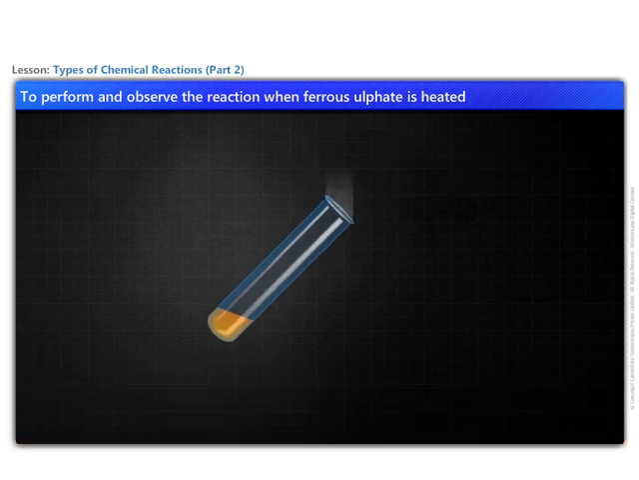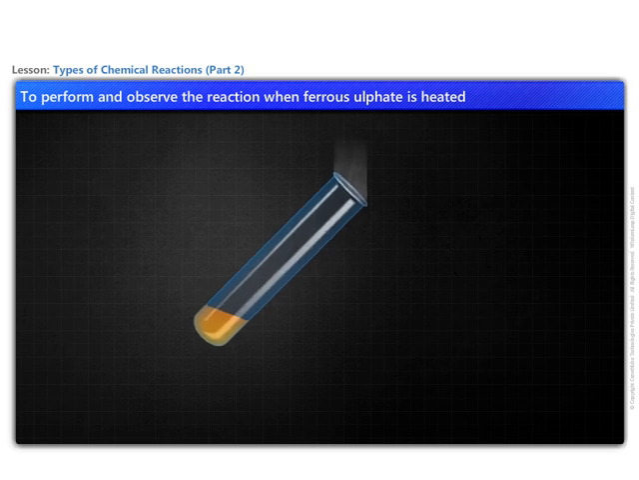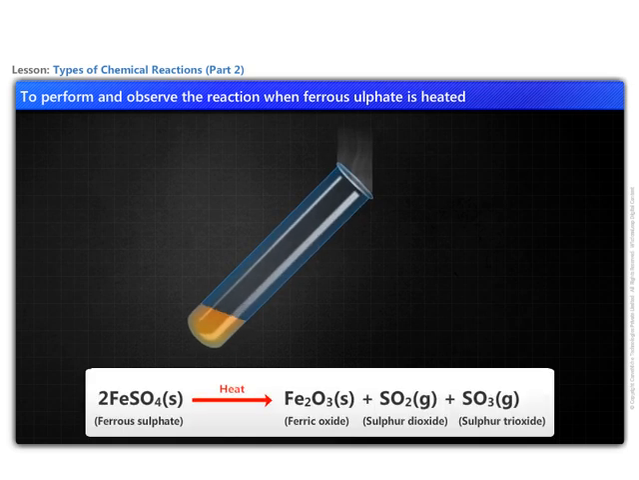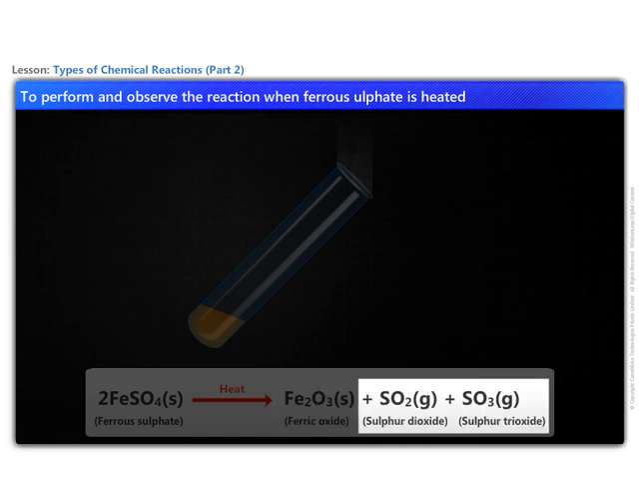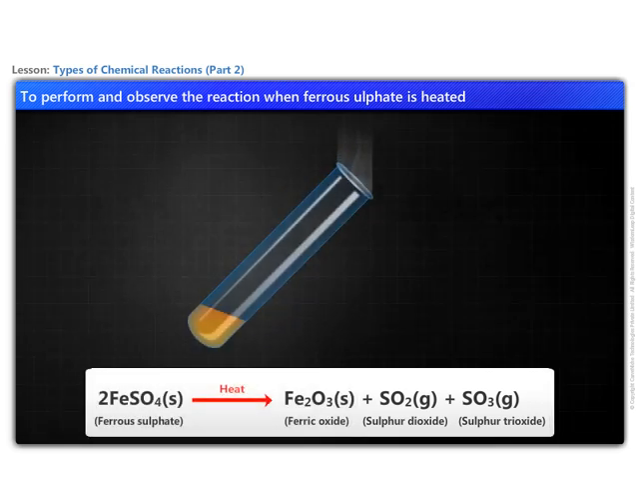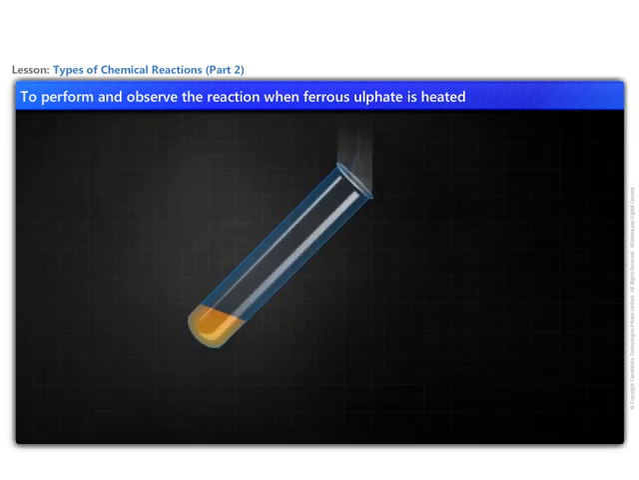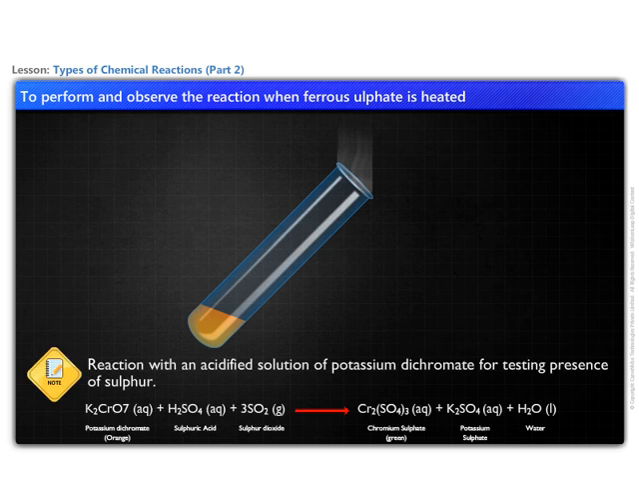Let us write the equation for the reaction when ferrous sulfate is heated. Ferrous sulfate crystals lose water when heated and the color of the crystal changes. It then decomposes to ferric oxide, sulfur dioxide and sulfur trioxide. Ferric oxide is a solid while SO2 and SO3 are gases. The reactant has decomposed into 3 substances. Also, observe the reaction with an acidified solution of potassium dichromate for testing presence of sulfur.